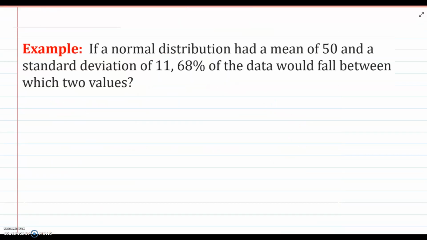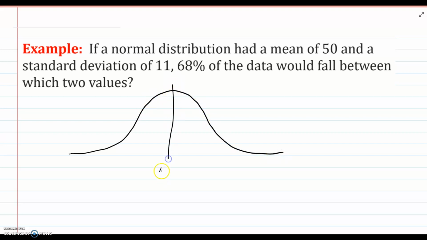Okay, let's move on. So if I'm going to do this, we'll do a basic problem here. If a normal distribution has a mean of 50, normal distribution, nice bell-shaped curve, has a mean of 50. That means in the middle, it's 50. And my standard deviation of values is 11. So I'm going to say one standard deviation would get me to 61, and one standard deviation to the other side is going to be 39.